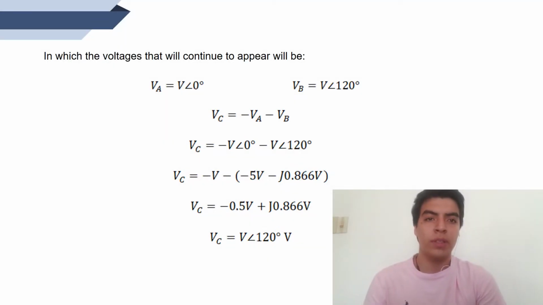So, like we can appreciate in figure 1, we open the transformer C and the only voltage present for the moment is voltage A and voltage B. Voltage A is equal to voltage in 0 degrees and voltage B is equal to voltage in 120 degrees. So voltage C is equal to minus voltage A minus voltage B. Resolving the equation here, we can appreciate that voltage C is equal to voltage in 120 degrees, concluding that we don't care if the transformer is open, there will still be a voltage there.